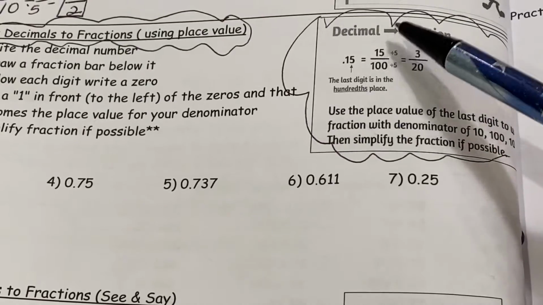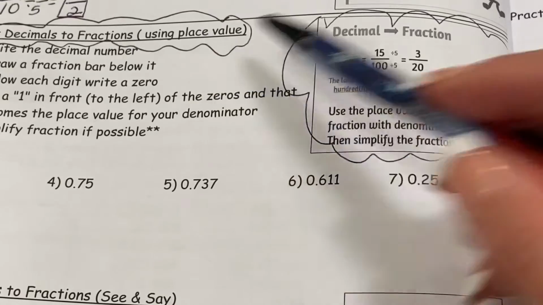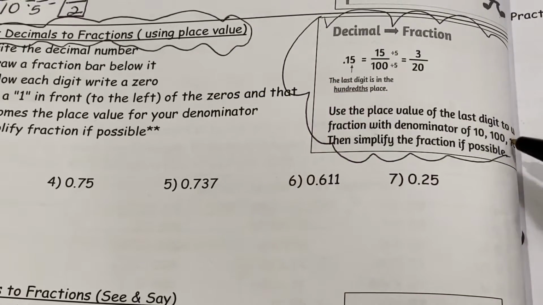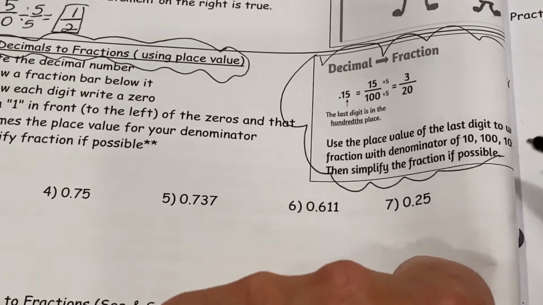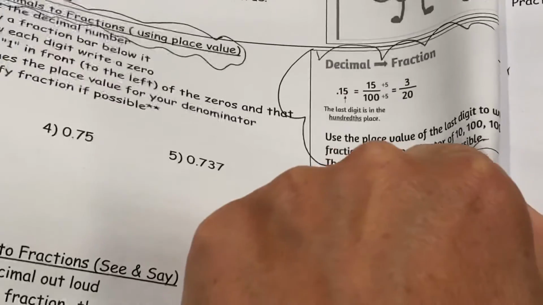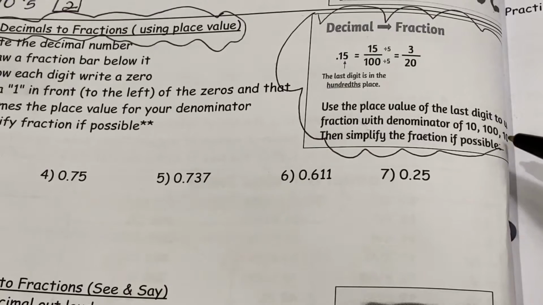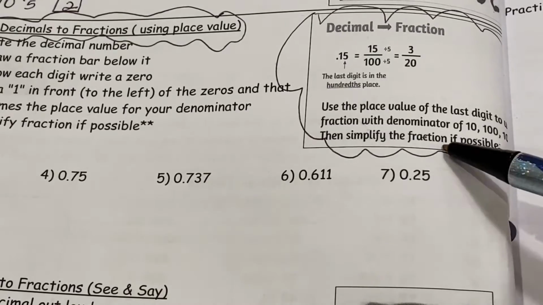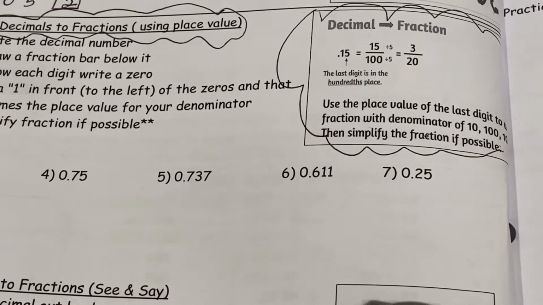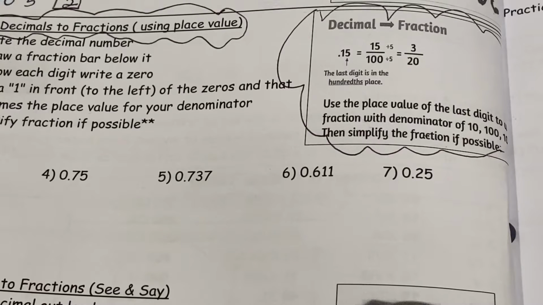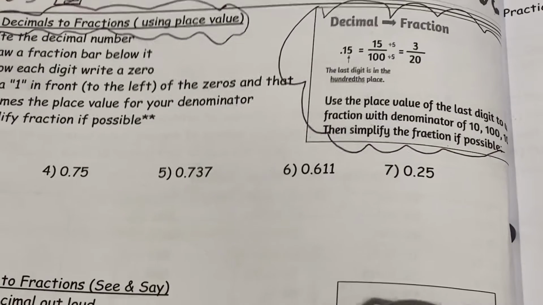For converting decimals to fractions using place value, we use the place value of the last digit to write fractions with the denominator of 10, 100, 1,000, and so on. Then you simplify the fraction if possible. Well, in today's lesson, I'm not going to ask you to simplify. If you'd like to step up and take the challenge, go right ahead. But for today's lesson, very simply, I'd like to just focus on the place value.